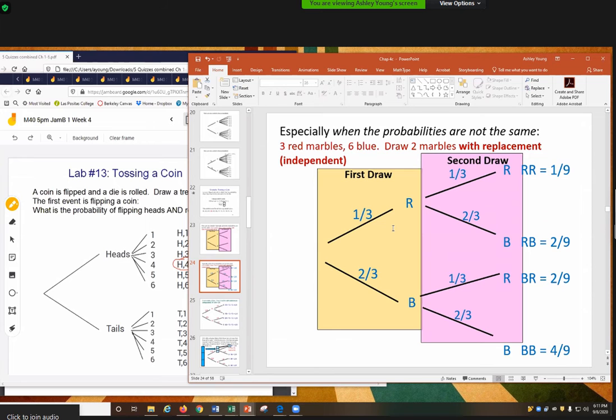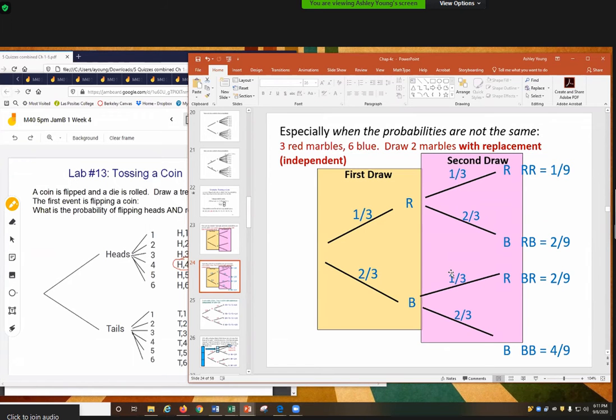And then, since I replaced it, for my second draw, it's going to be the same no matter what, the top or the bottom. These are going to be exactly the same as the first one. 1/3 chance of red, 2/3 chance of blue. 1/3 chance of red, 2/3 chance of blue. They're independent because I've replaced them.